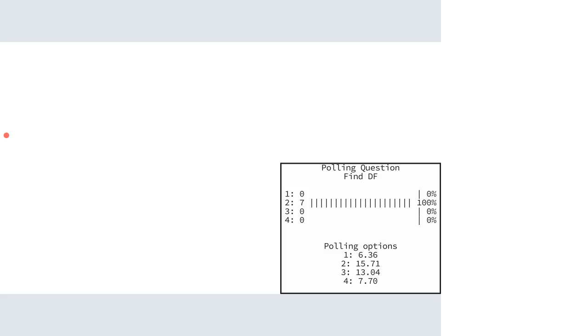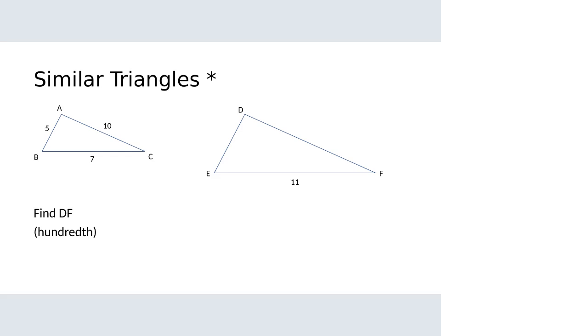See where we are on this one. Okay, unanimous. Very good. That's a good sign. Please let me know if you do have questions. We'll go ahead and solve this one together.